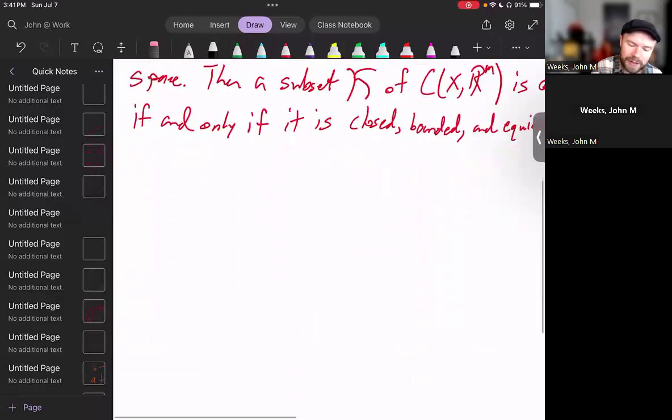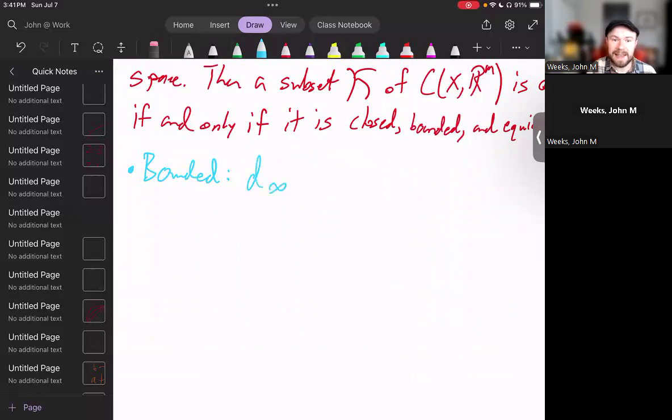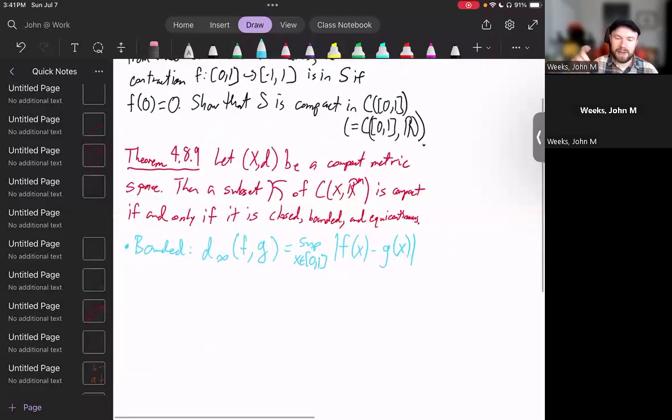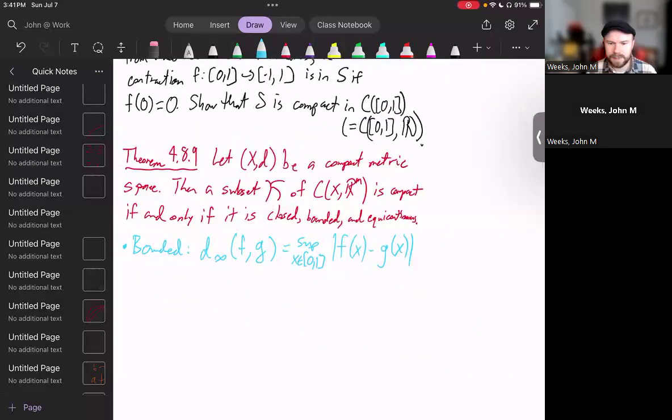But that's something that we've already shown. Remember that the distance we are using is the infinity metric, which is d sub infinity of f comma g, the supremum over all possible x values of the absolute value distance between the y values at that corresponding x value.